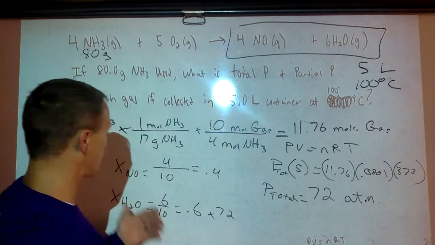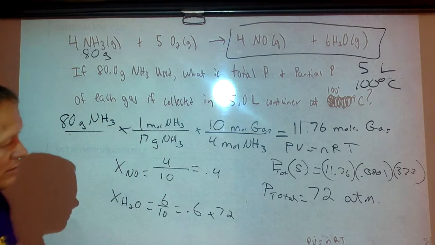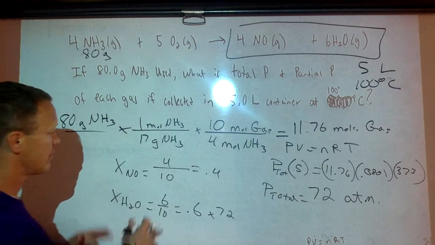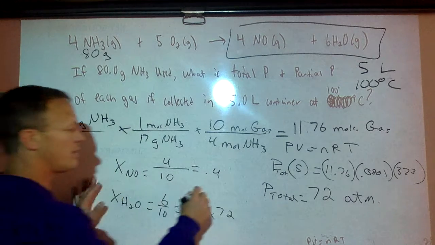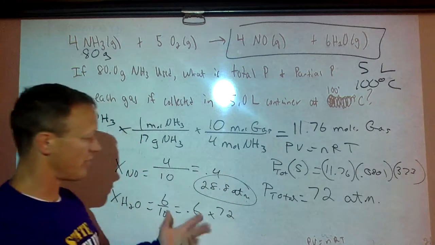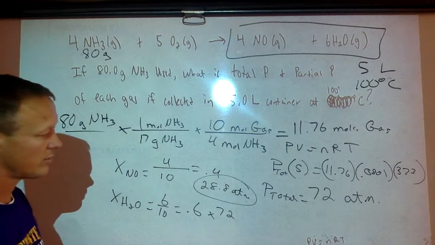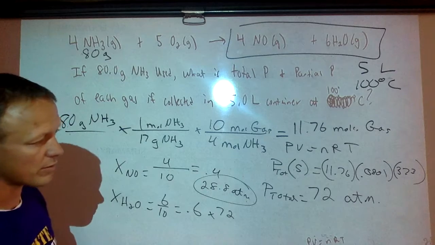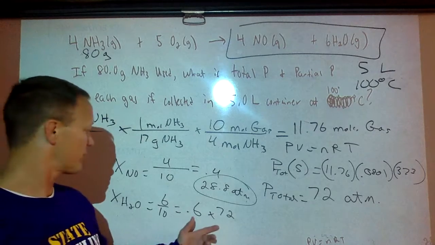It ends up being like 28, something like that. Actually, yeah, 28.8. So NO would be 28.8 atmospheres, and then whatever's left over, 72 minus that, like 43 point something. Okay, 43.2 atmospheres would be the water vapor.